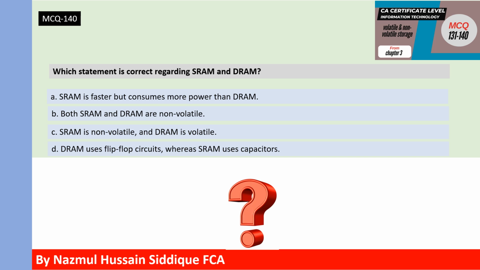We have to find out the statement which is correct regarding SRAM and DRAM. Option A, SRAM is faster but consumes more power than DRAM. Option B, both SRAM and DRAM are non-volatile. Option C, SRAM is non-volatile and DRAM is volatile. Option D, DRAM uses flip-flop circuits whereas SRAM uses capacitors. The correct answer is A, SRAM is faster but consumes more power than DRAM.